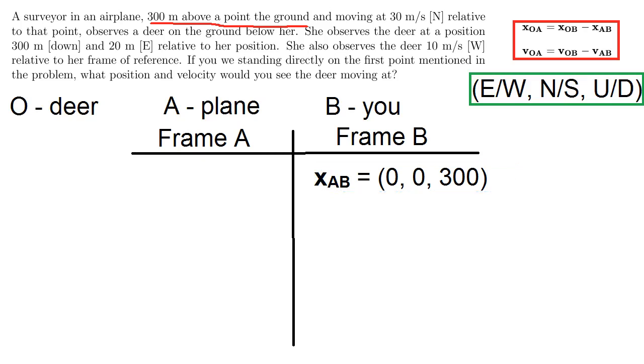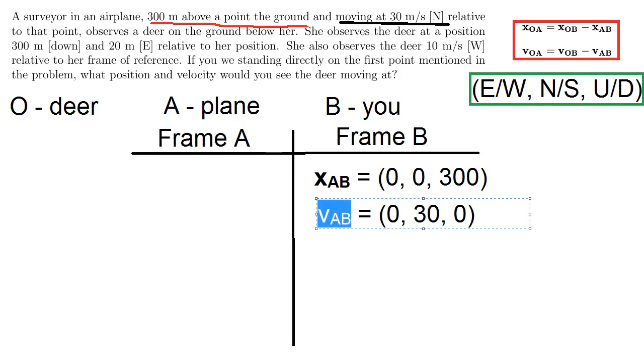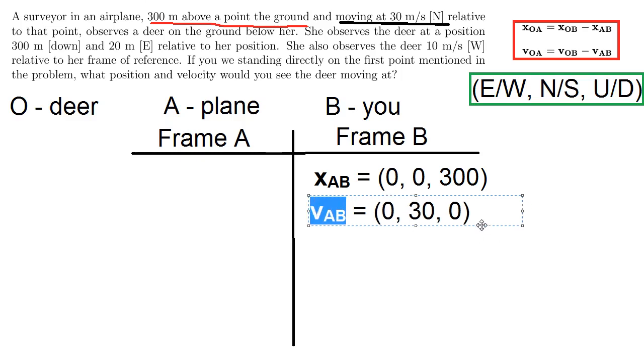The second quantity you've been given is the exact same thing, but it is a velocity. It's seen by person B, and we're still looking at the plane. So just like before, we're going to look at a velocity, but we're again looking at the plane as seen by the external observer. Now, this velocity has nothing east or west, 30 north, and nothing up and down. Again, this velocity will be in meters per second, but for simplicity, we'll leave the units out for now.